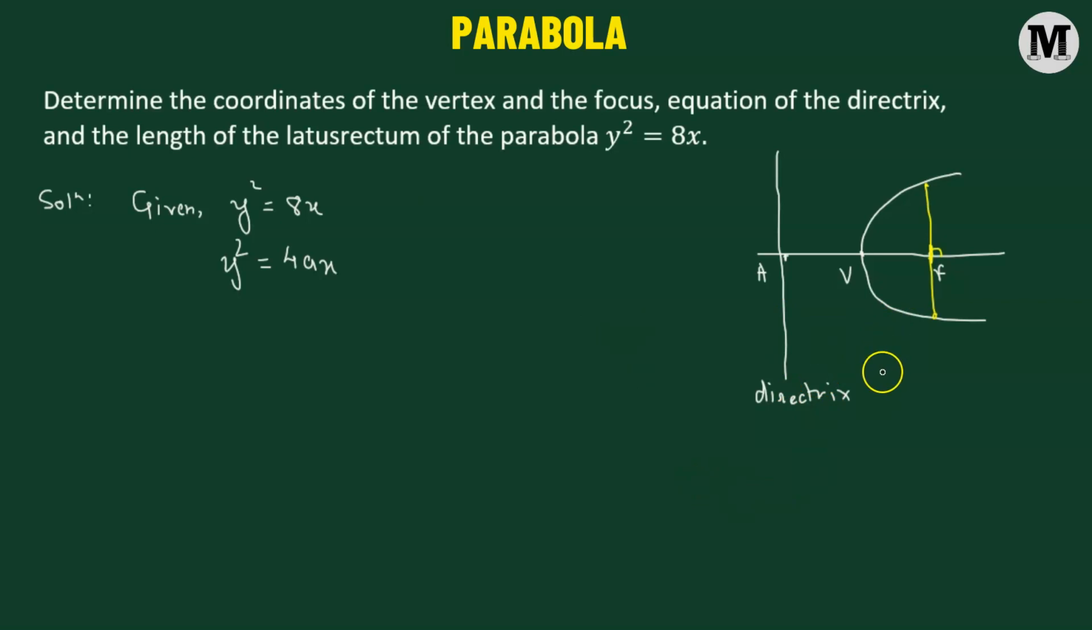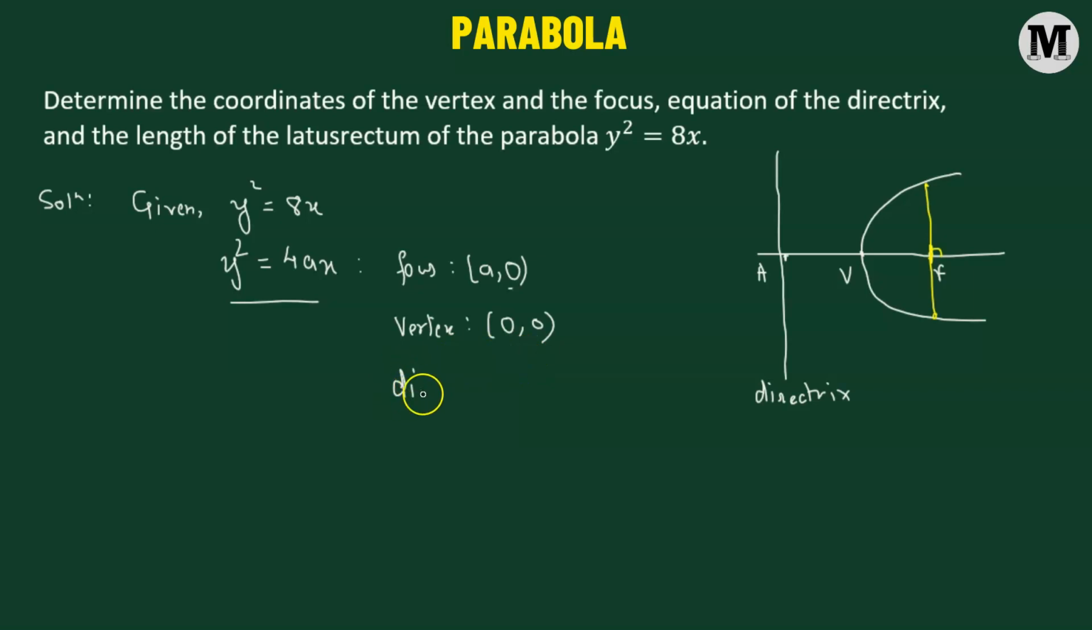If we have the general form of the parabola, the focus is given by (a, 0). Here there will be no y coordinate value, only an a coordinate value, suggesting that our focus lies on the x-axis. Then the coordinate of the vertex is always going to be at the origin. Whenever we have the equation of the parabola given in its standard form, the vertex is at the origin.